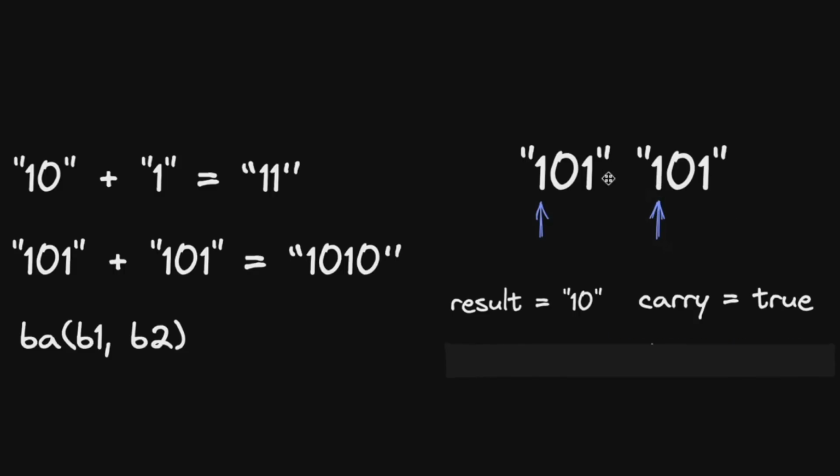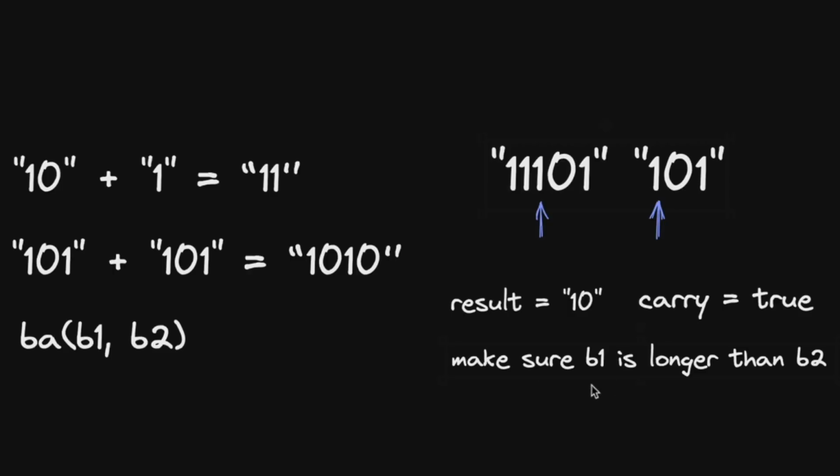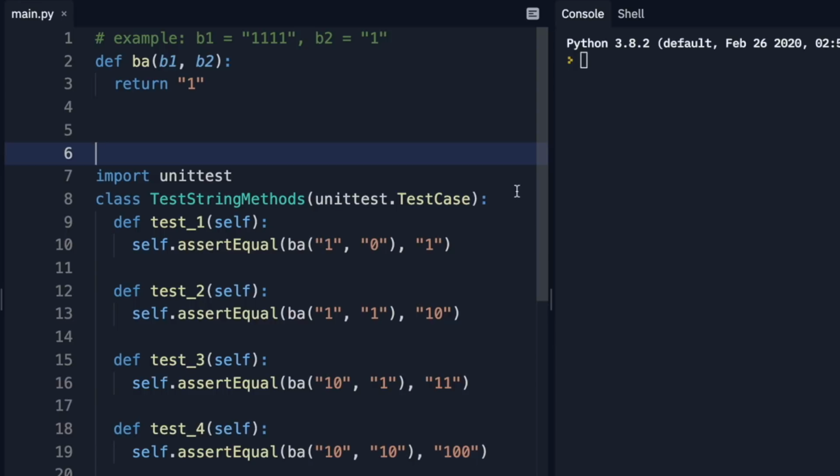One thing to note is that it could potentially complicate things if one string is longer than the other one, for example, like this. There are ways to deal with this case, but to simplify our code a little bit, I'm going to make sure that B1 is longer than or the same length as B2. If that's not the case, we're just going to swap these two variables. Okay, so let's dive into my solution in Python here.